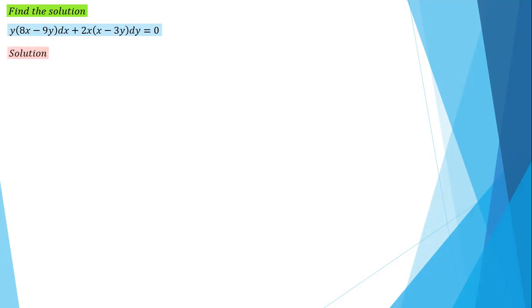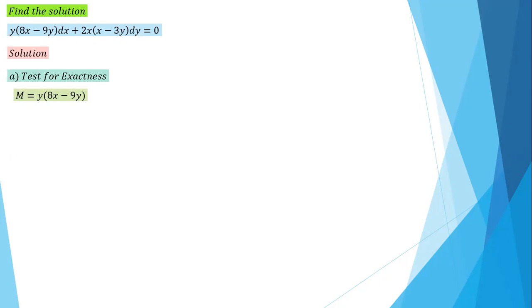Today we solve problems involving determination of integrating factor. So find the solution of y times the quantity of 8x minus 9y dx plus 2x times x minus 3y dy equals 0. For our solution, first, test for exactness.